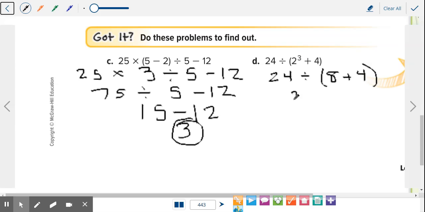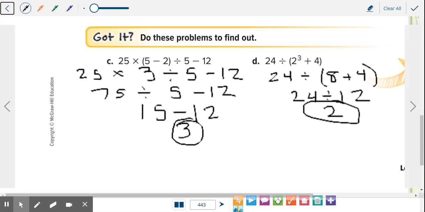So we got to finish that out. So I rewrite everything else again. 24 divided by, now, what's 8 plus 4? 12. So all we have left now is 24 divided by 12, and we get 2. Any questions on these two? As long as you follow those steps, you will be fine.